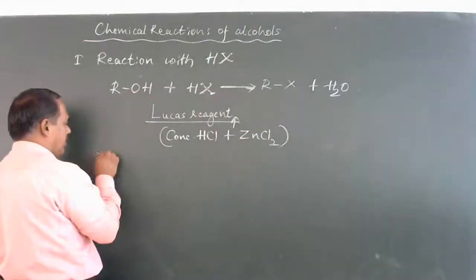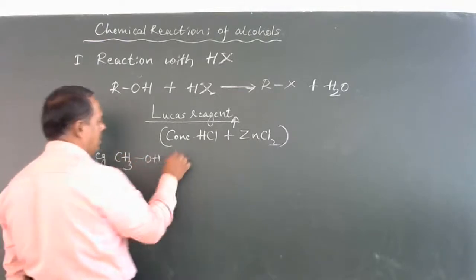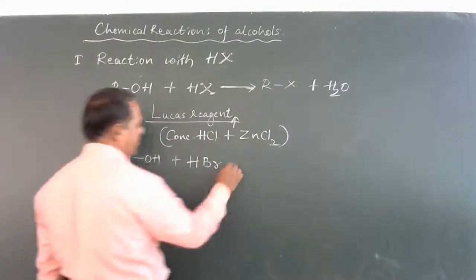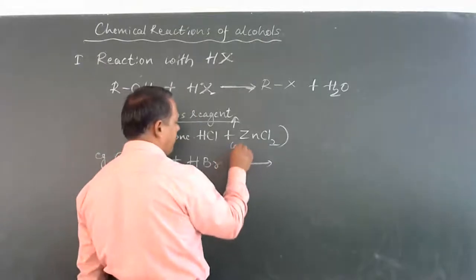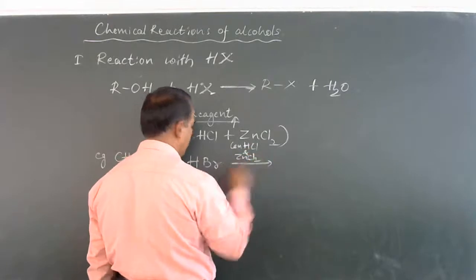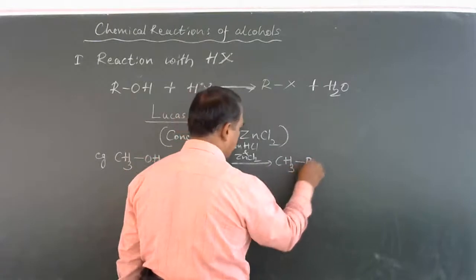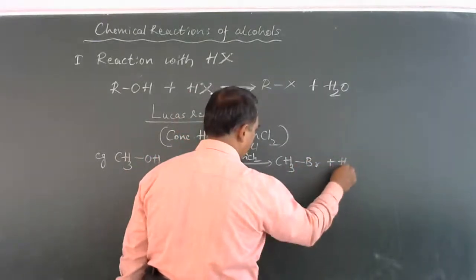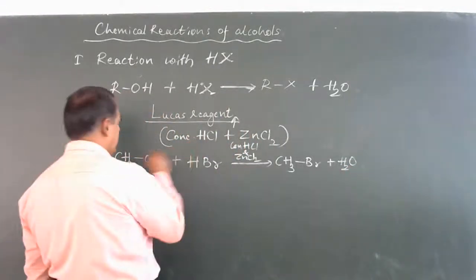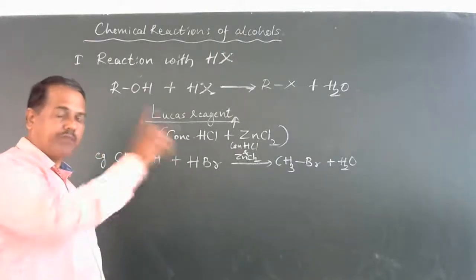See, take a particular example. When methyl alcohol reacts with hydrobromic acid in the presence of concentrated HCl and ZnCl2, we will get CH3Br plus H2O. Are you clear? See here, primary alcohol, secondary alcohol and tertiary alcohol react in different ways.